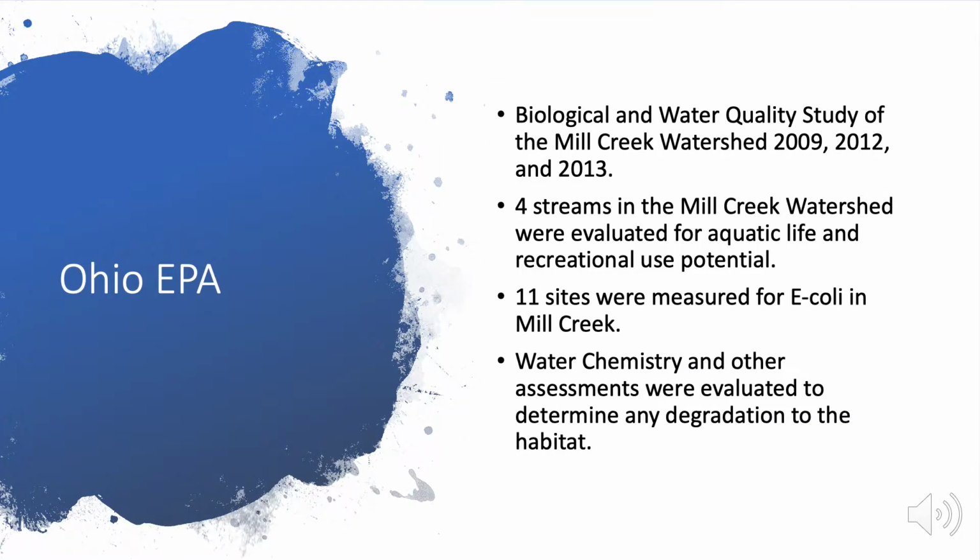Ohio EPA, so essentially the biological and water quality study of the Mill Creek watershed. This report was done and did samplings in the years 2009, 2012, and 2013. 4 streams in the Mill Creek watershed were evaluated for aquatic life and recreational use potential. 11 sites were measured for E. coli in Mill Creek, which I thought was worth noting, and the water chemistry and other assessments were evaluated to determine the habitat and any degradation to the habitat.